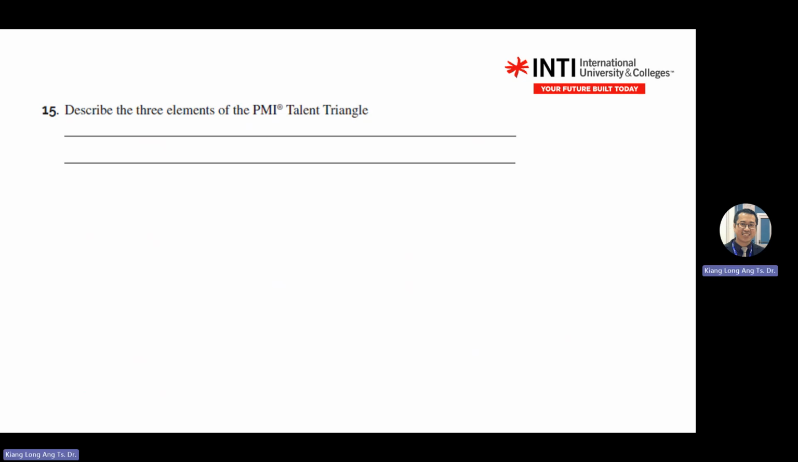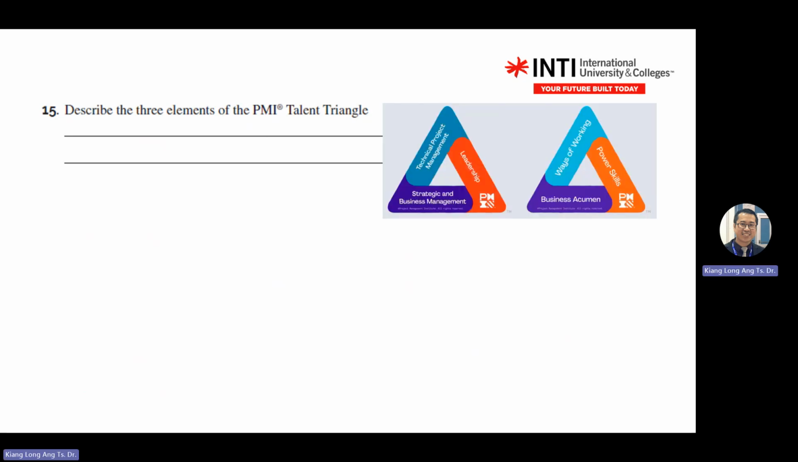Technical skill. Why technical skill? You need to deal with the functional units. You need to deal with the specialized people. Technical skill. Second, you need to have business skill. You need to know how P&L works. Right? And one more, leadership.